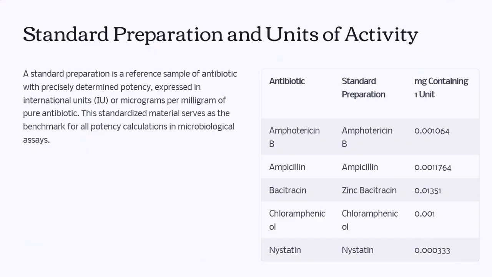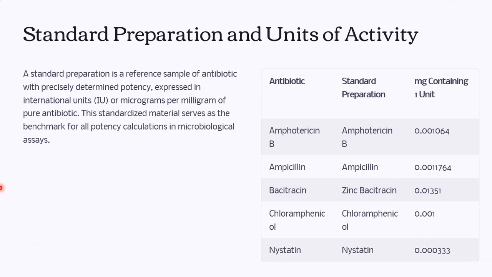The standard preparation and units of activity. A standard preparation is a reference sample of antibiotic which has a precisely determined potency expressed in international units or micrograms per ml of pure antibiotic. These standard materials serve as the benchmark for all potency calculations in microbiological assays. That is, standard preparations are used as reference samples in antibiotic assay.